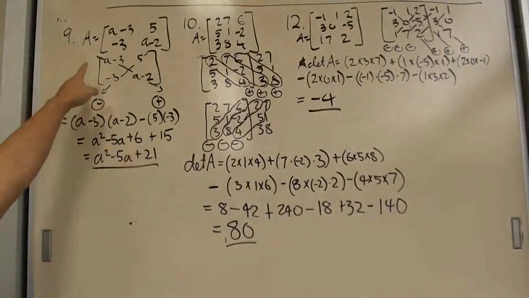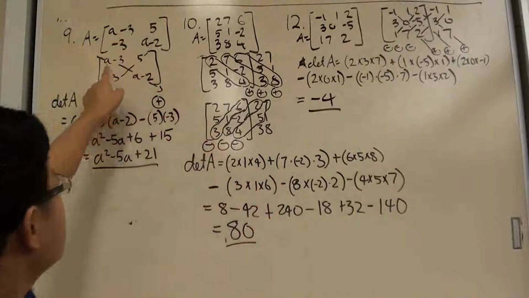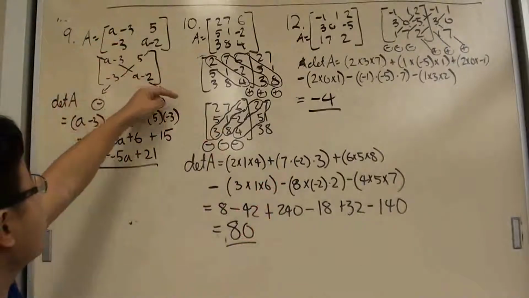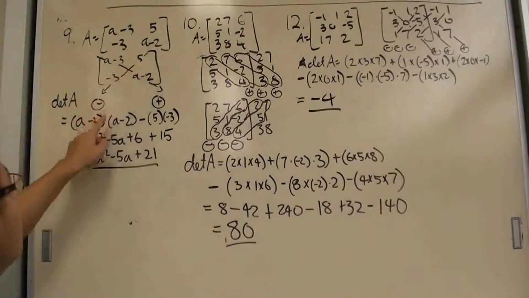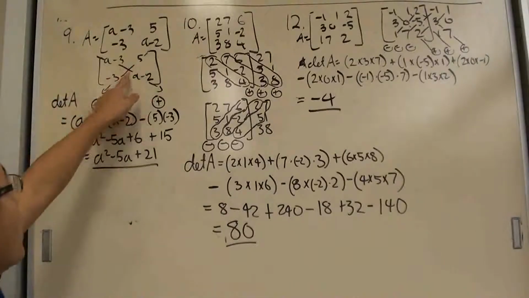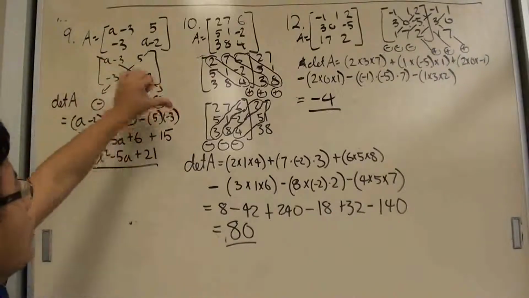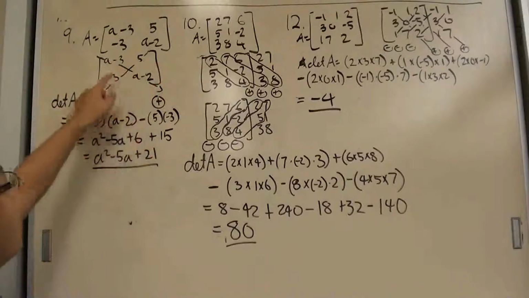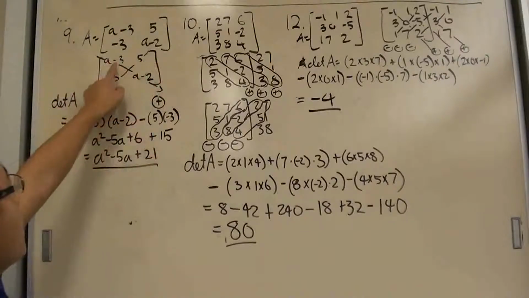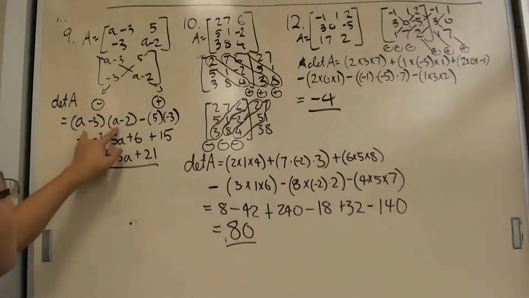Number 9, we have that simple 2 by 2 matrix. When you have a simple 2 by 2 matrix, just think of arrows going this way: arrow to the right, arrow to the left, crossing 2, crossing 2. The left side is the negative and the right side is the positive. So the arrow going this way is positive, and the arrow going the other way is negative. So A minus 3 and A minus 2, they're going to be multiplied together, and they're going to be positive.